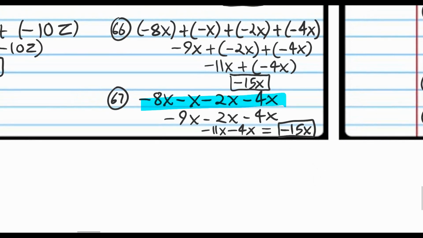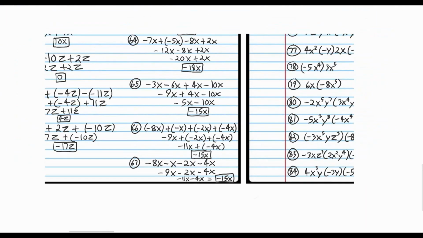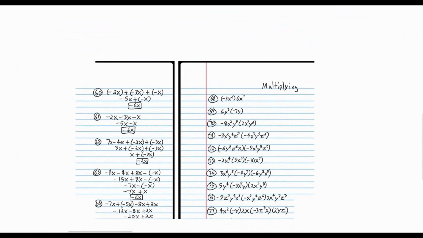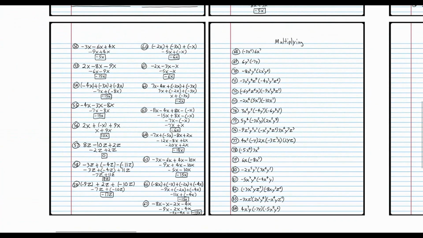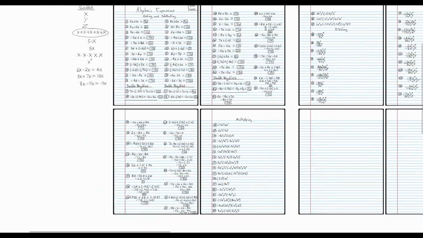Again, this is the most difficult thing in this entire course, understanding this abbreviated notation when you're adding negative numbers. All right, let me just double check that. Seems good. So on to number 68, and it looks like we're done with adding and subtracting algebraic expressions. Looks like we're on to multiplication.